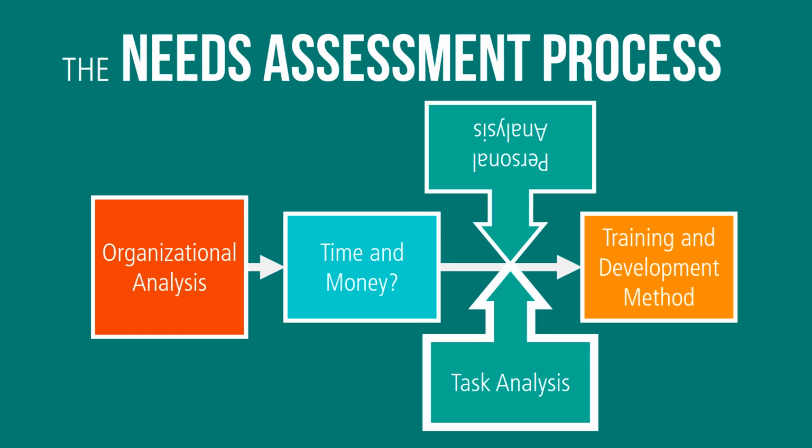Finally, task analysis results in the description of work activities, including tasks performed by the employee and the knowledge, skills, and abilities required to complete those tasks. A job is a specific position requiring the completion of certain tasks. A task is the employee's work activity in a specific job. This model then leads to the final process of needs assessment, which is determining the training and development method.